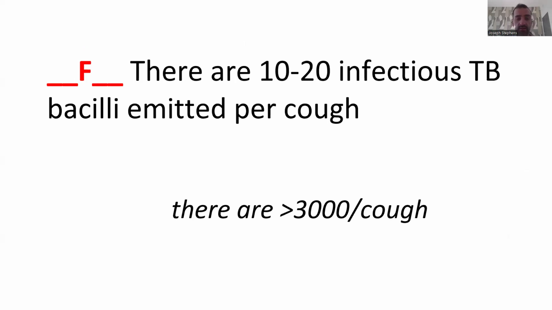True or false? There are 10 to 20 infectious TB bacilli emitted per cough. False. There are over 3,000 bacilli per cough in a patient with pulmonary TB.